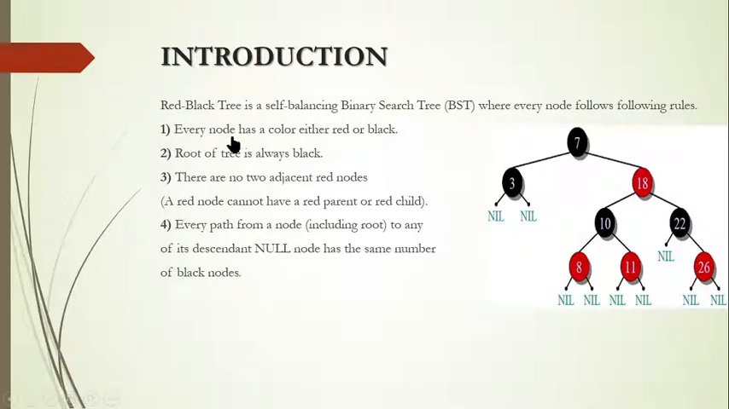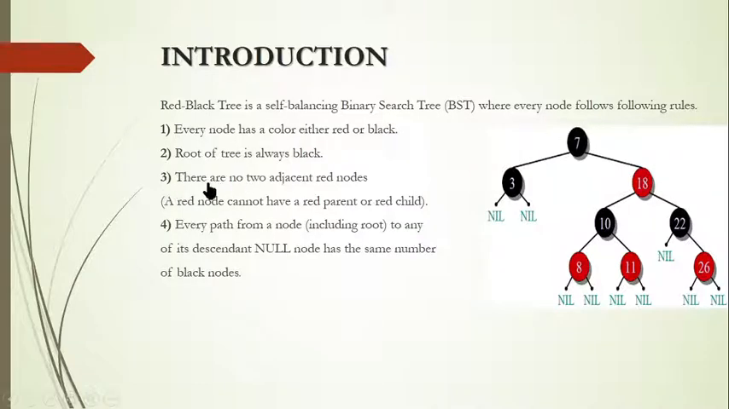First rule, every node has a color, either red or black. You can't have any other color. And second one, root of tree is always black. Here the root is 7. In any case, the root should always be in black color.